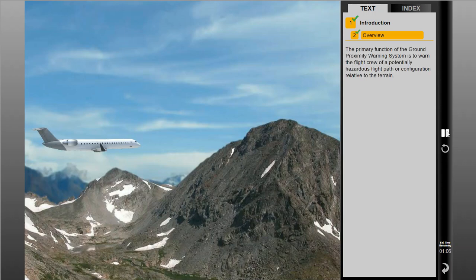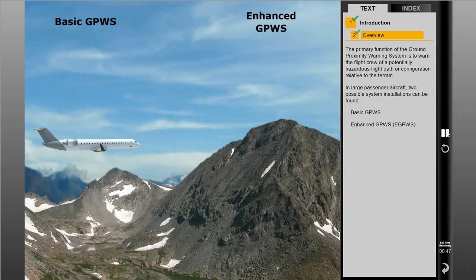The primary function of the Ground Proximity Warning System is to warn the flight crew of a potentially hazardous flight path or configuration relative to the terrain. In a large passenger aircraft, two possible system installations can be found: Basic GPWS and Enhanced GPWS. The basic GPWS functions alert the crew to an unsafe terrain closure rate.